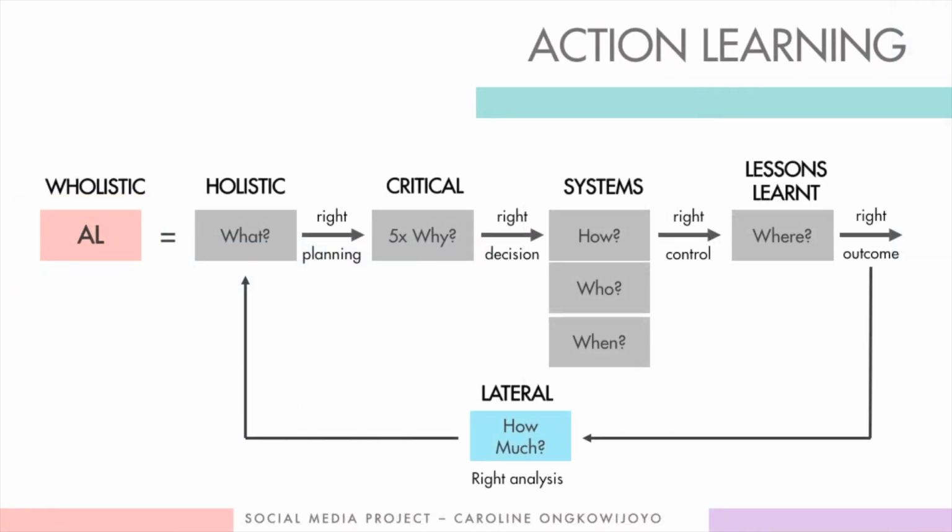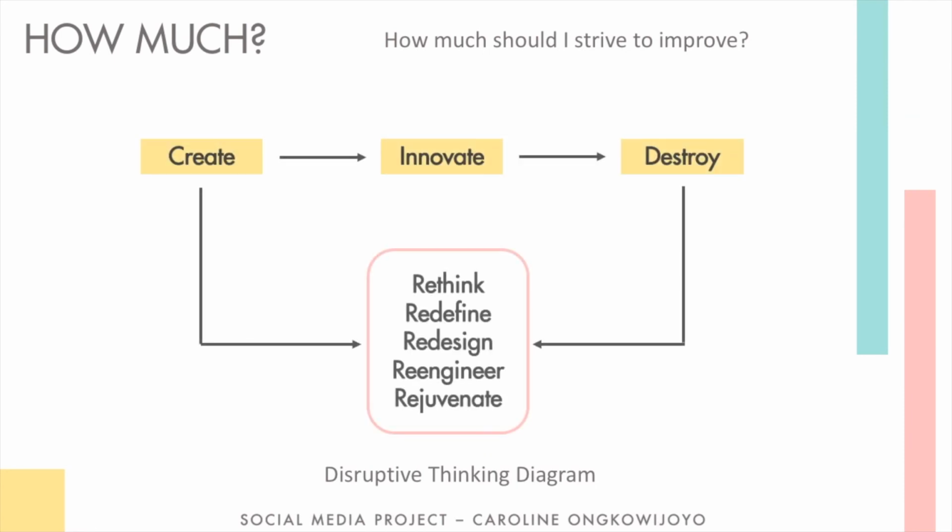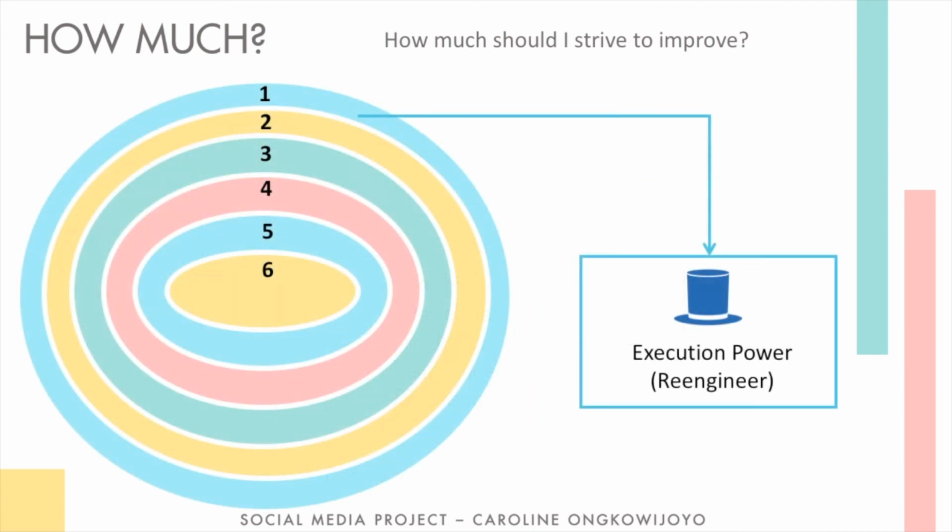Last step on the action learning is by doing lateral thinking or asking how much in order to finish with the right analysis. The question is, how much should I strive to improve? And to answer this question, I am going to use the disruptive thinking diagram, which is to create opportunities, innovate my solution, as well as destroying my weakness and obstacles, and later on checking through the list of rethink, redefine, redesign, re-engineer, and rejuvenate. To explain this in a more complete way, I am incorporating the disruptive thinking with the onion diagram and 6 thinking hats.